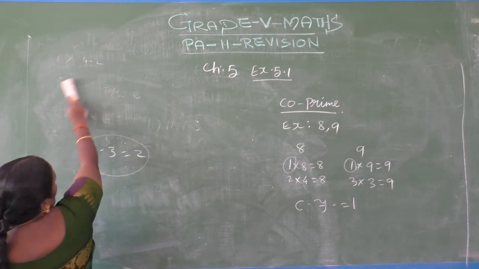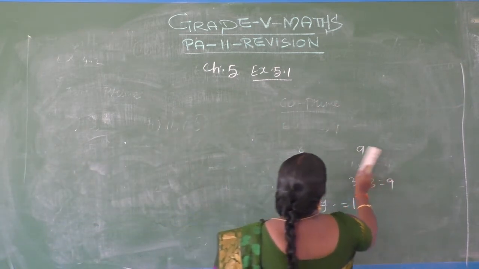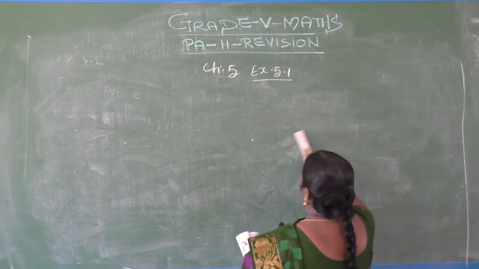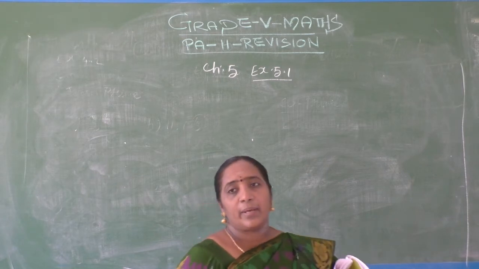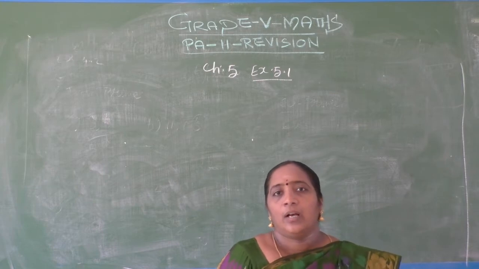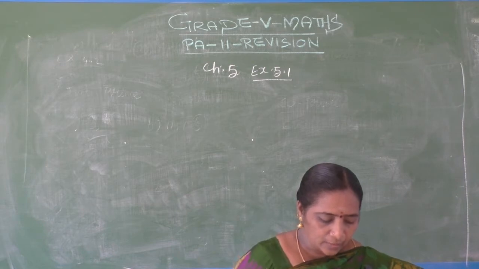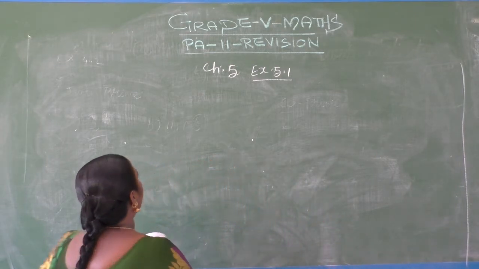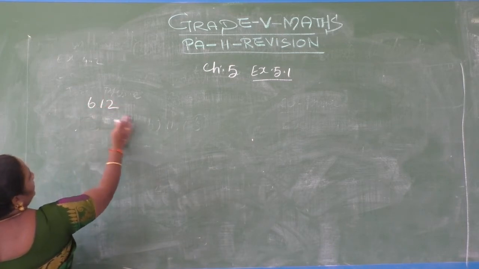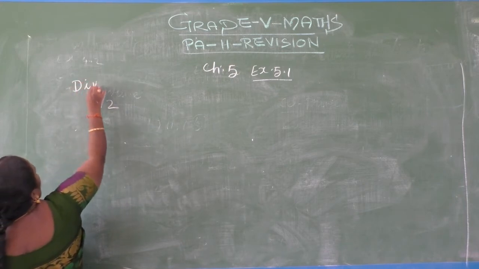Whenever you are doing division by 2, what is the rule? For 2, if you have an even number in your ones place, that number will be divisible by 2. What about 3? Divisibility rule for 3. For 3, it is the sum of the digits. Say 612. Divisibility rule for 3.